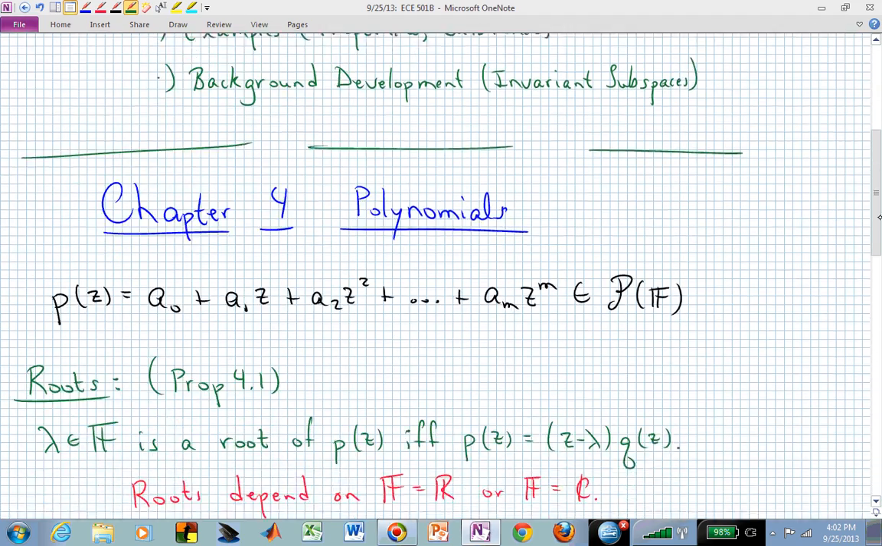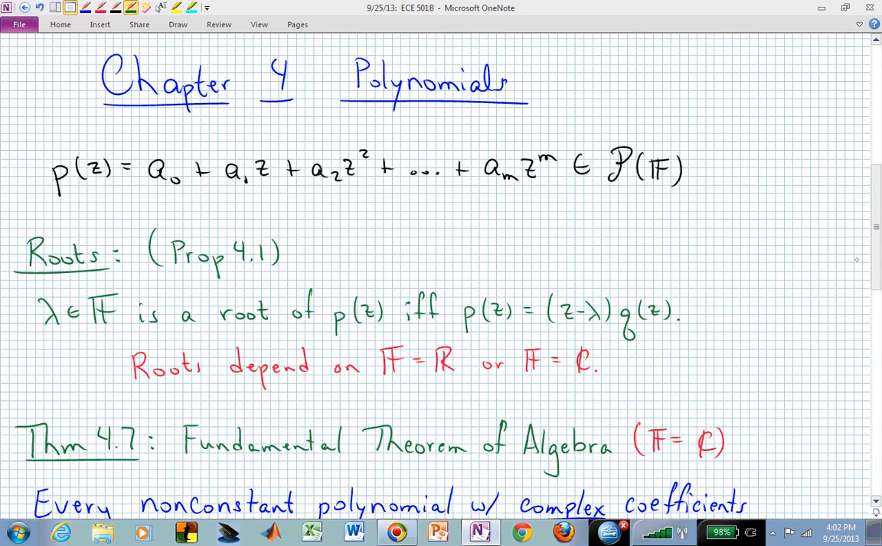In Chapter 4, it's dealing with polynomials. Just to get us all on the same page, I've simply written down a representation of an mth order polynomial with the m plus 1 coefficients, a sub 0 through a sub m, and those coefficients could be coming from our field F, which says, oh, they could be real or they could be complex. And that could be our polynomial P as a function of this variable Z, which also is coming from that field of real or complex numbers.